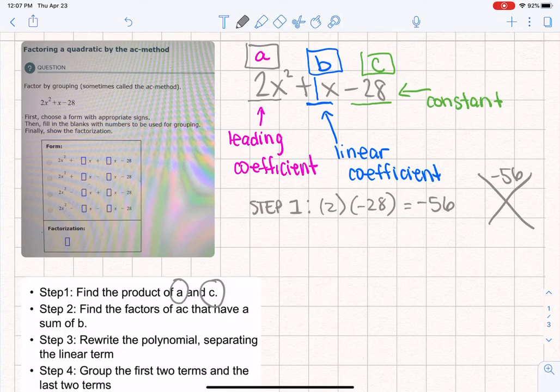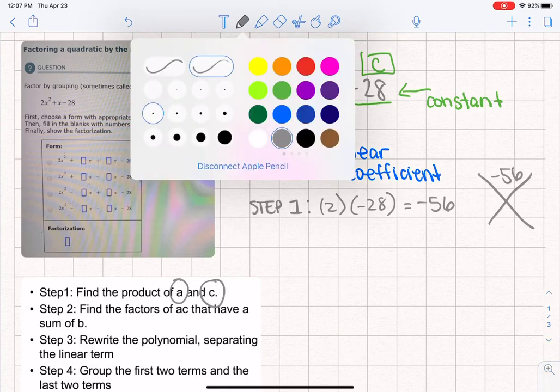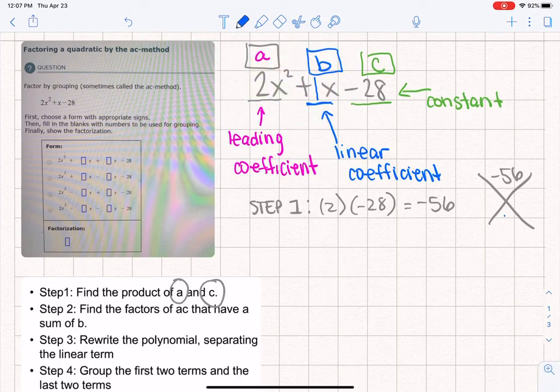Then it says to find the factors of A and C that have the sum of B. But what is our B term? Our B term here is 1. So the 1 goes here. What two factors, when I multiply, give me negative 56 and add to 1? For this one, it is 7 times 8. So here I'm going to put 7 and 8, and this one would be negative, right? Because I need the bigger one to be positive, because this is positive. All right, so 7 and 8.